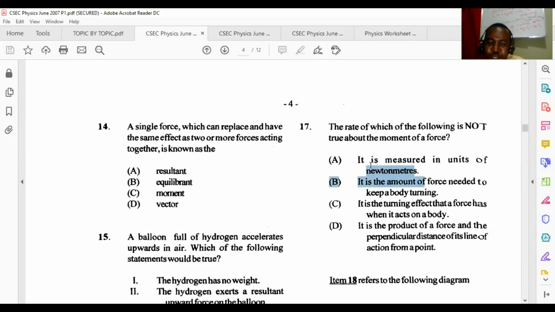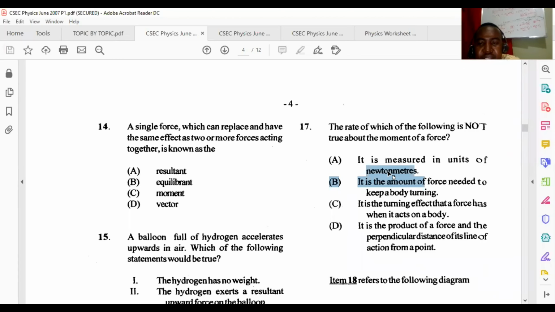All right, so let's look through each. A says it's measured in units of Newton meters. Remember, moment is force times distance. Force is measured in newtons, distance is measured in meters, so that's a correct statement. Let's look at B: it is the amount of force needed to keep an object turning. That sounds not true, but let's look at the others and see.